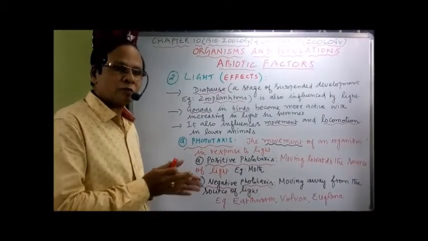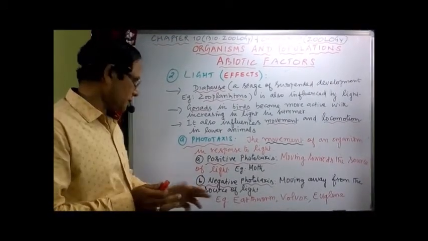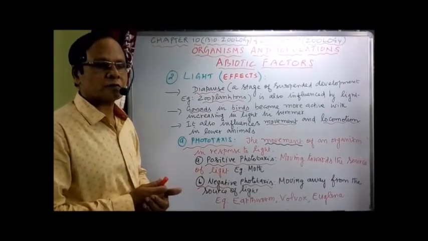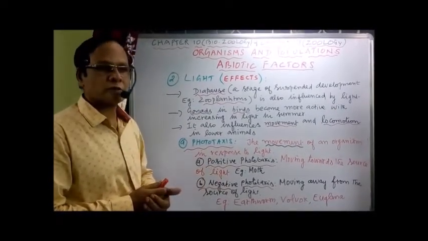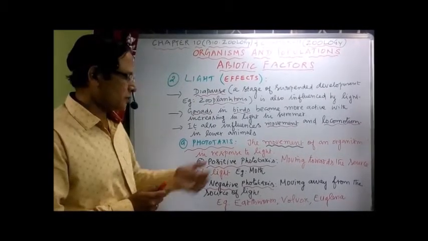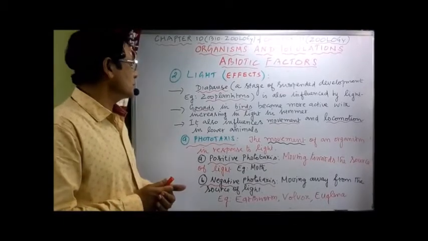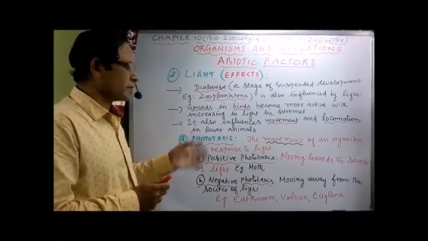If the organisms are moving away from the source of light, it's called negative phototaxis. We have the examples earthworm, and then volvox and euglena, organisms exhibiting both plant and animal characters. So that's about phototaxis.